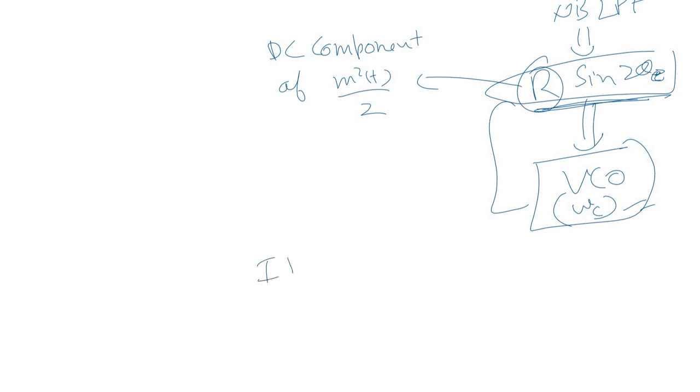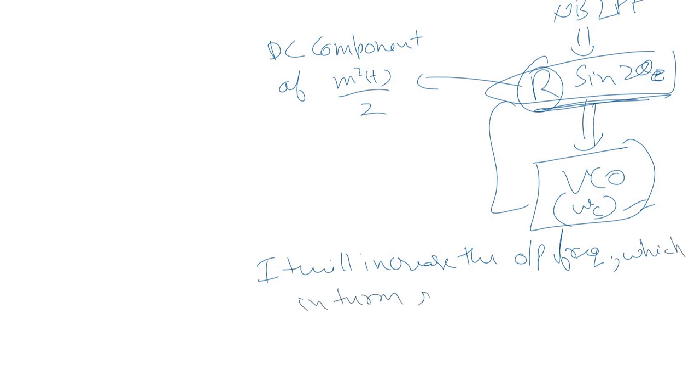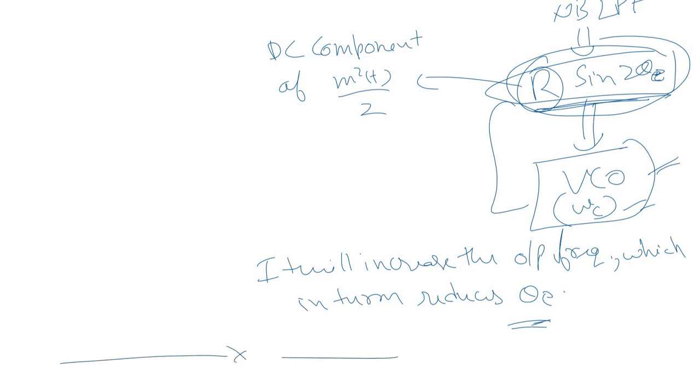It will increase the output frequency, which in turn reduces theta E, which is the basic principle of PLL. So this is kind of a feedback signal that will adjust the output frequency of the VCO such that the phase error is minimized and this loop is locked in terms of the frequency as well as in terms of the phase. So this is the second method of carrier regeneration, or you can say carrier acquisition, which is the Costas loop.